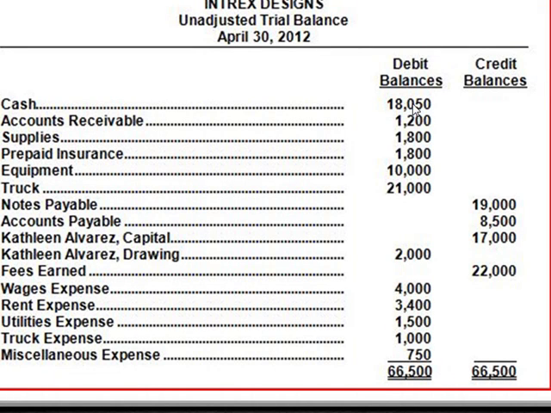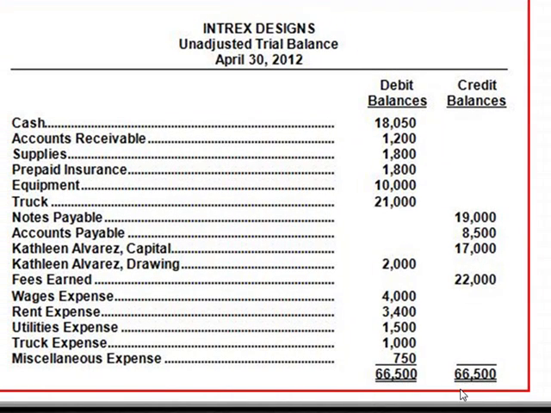Once we have brought in and recorded the ending balance for each and every account in the appropriate column they belong in, we then will total these columns to determine if our debit and credit balances equal. In this particular case, we had debit balances of $66,500 and credit balances of $66,500.